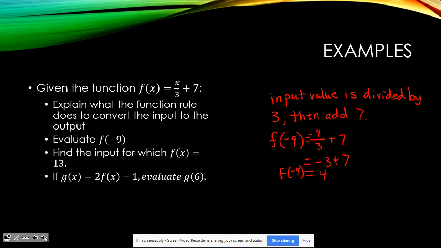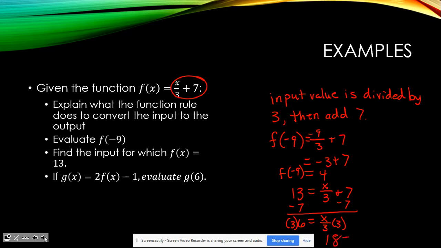Next, find the input for which f of x is equal to 13. f of x we know is equal to the original function, x over 3 plus 7. So in this case, what we're going to do is substitute 13 for f of x and solve the equation using the function. So the first thing I'll do is subtract 7 from both sides. That gives me 6 equal to x over 3. And then we'll multiply both sides by 3 to get 18 equal to x.